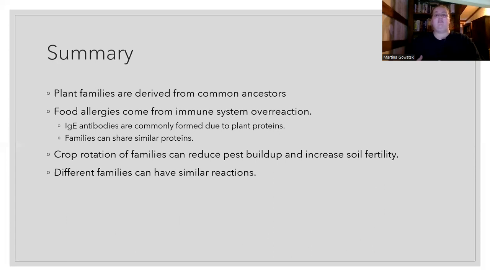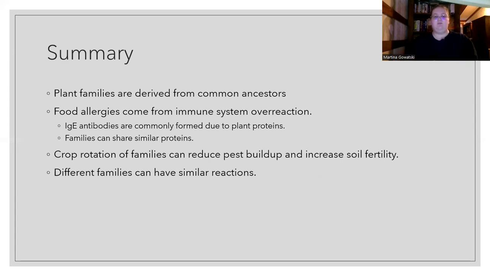In summary, plant families are derived from common ancestors. Food allergies come from immune system overreactions. IgE antibodies are commonly formed due to plant proteins in these food allergies. Families can also share similar proteins that cause additional allergy issues. Common rotation of families can reduce pest buildup and increase your soil's fertility. Different families can have similar reactions.